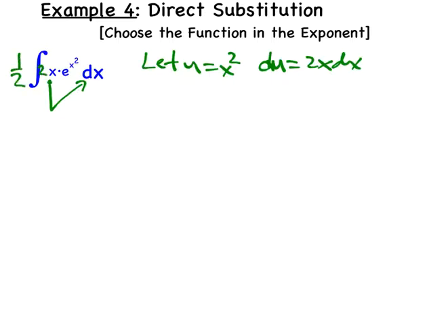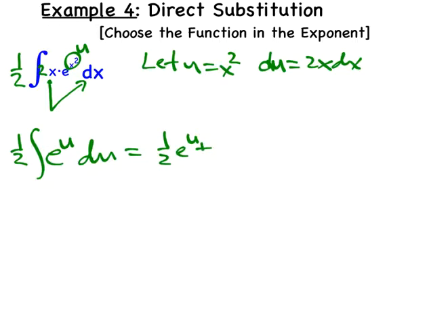1/2 times 2 is 1. That means we didn't change it. And then we can say that this is 1/2. Everything in the exponent becomes u, so it's e to the u, and the 2x dx becomes du. And what is the antiderivative of e to the u? It is itself, e to the u. So we get 1/2 e to the u plus c.